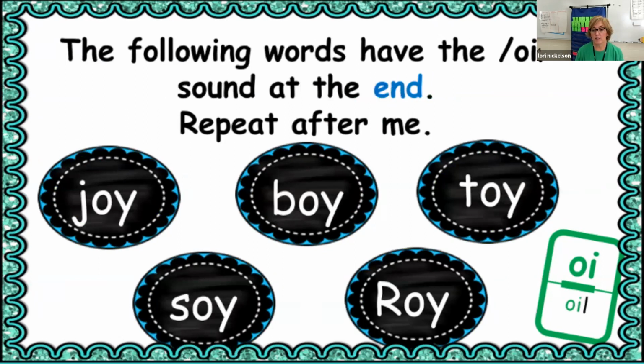The following words have the oi sound at the end of them. Repeat these after me too, please. Joy, boy, toy, soy, and Roy. Notice they're spelled differently, aren't they? Instead of O-I, they're spelled with O-Y.